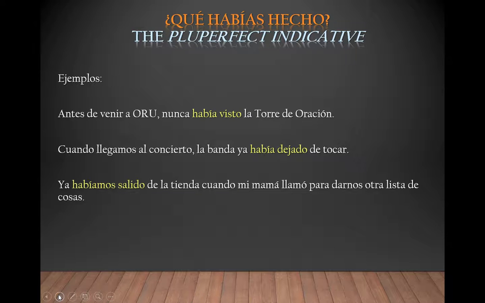Ya habíamos salido de la tienda cuando mi mamá llamó para darnos otra lista de cosas. That says, ya once again is already. So you're saying we already had left the store when mom called to give us another list of items, another list of things. So which action happened first? Was it mom calling or was it us leaving? Well, we left before mom called, so that's why we call it pluperfect or past perfect, because it happened in the past before another action. So we had left when mom called. Muy bien.